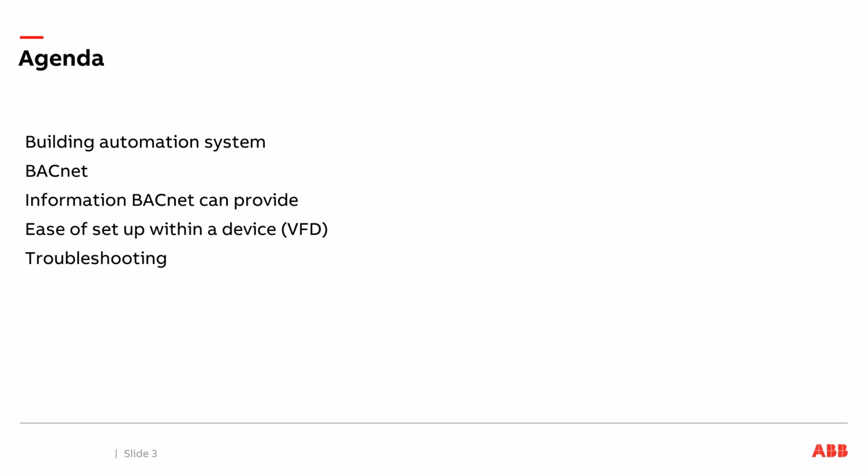For today's agenda, we're going to start with a building automation system, just a real basic overview, and then we'll get into BACnet itself, and we'll talk about the information that BACnet can provide. And right at the end, we'll show you how easy it is to set up a device, and we'll use a VFD as an example for BACnet, along with some troubleshooting tips for some of the technicians that may be on the call.